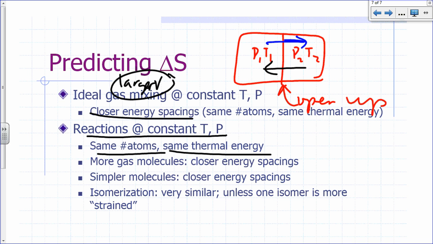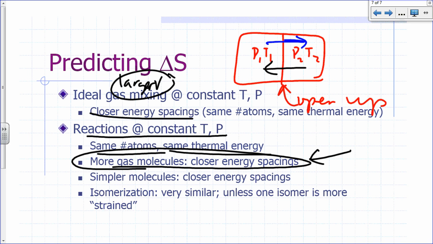Typically, if you have a reaction that ends up giving you more gas molecules, what does more gas molecules mean? Gas molecules are more free to move than liquids and solids, right? So if you have more gas molecules, you end up with closer energy spacing. So in other words, if you want to predict delta S for our reactions, you look at the effect of the reaction on the quantization of energy.